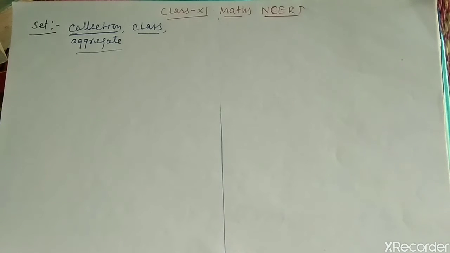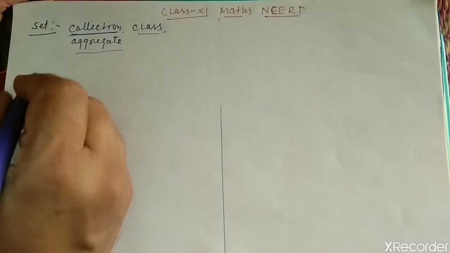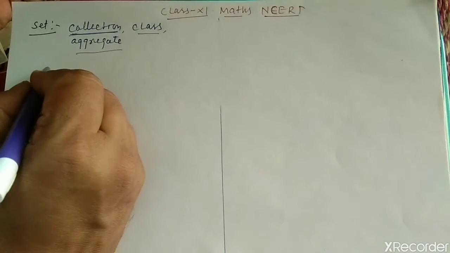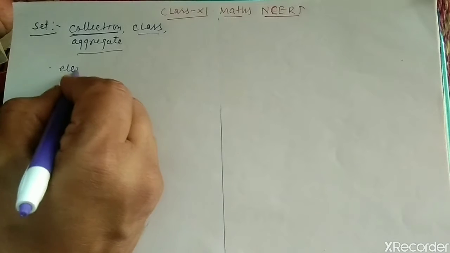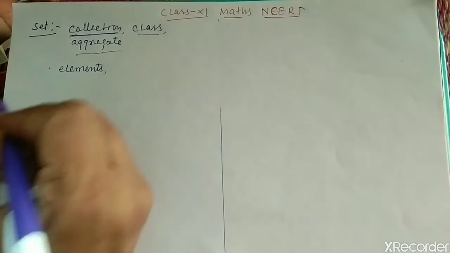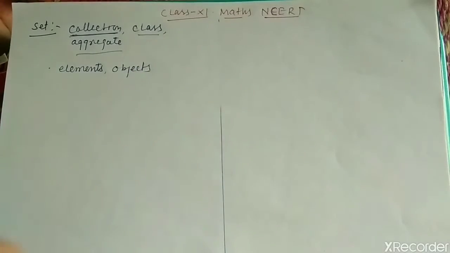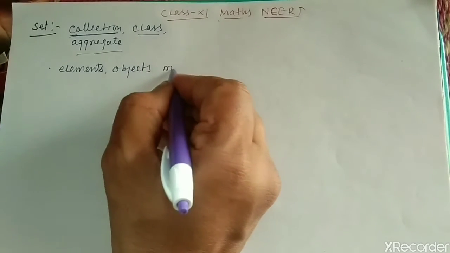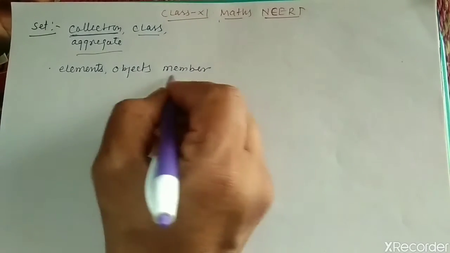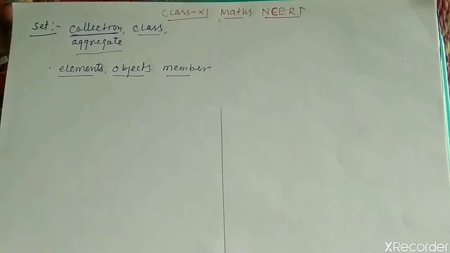So, set means collection, and the things that we are collecting are called elements, objects and members. Three names for the things that we are collecting: elements, object and members, clear.